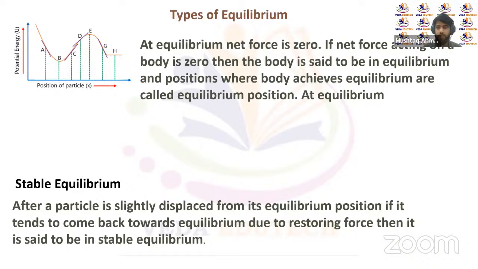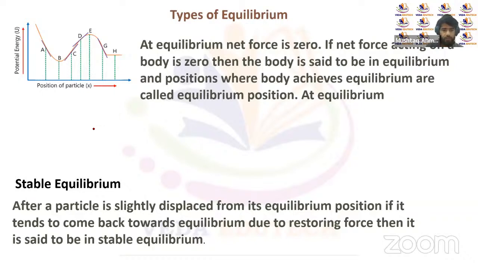So any body is said to be in equilibrium if the net force acting on the body is equal to zero, right? The net force on a body is zero, then the body is said to be in equilibrium. And the position where the body acquires the net force equal to zero, that position we call the position of equilibrium. So at equilibrium, the net force on the body is equal to zero.